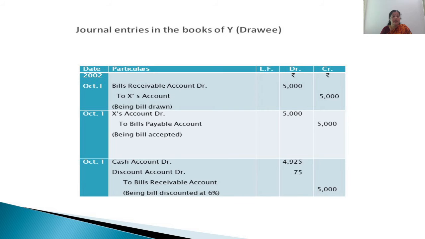Don't get it confused. Here there are two bills. For one bill X is the drawer and for another bill Y is the drawer. Then on October 1st, the bill that we had drawn and we got it accepted from X, that bill we discounted with our banker. Cash account debited, discount account debited to bills receivable account. And the calculation of the discount is in the same way, PRT by 100, and the value comes exactly the same because the discount rate is also the same, that is 6%.